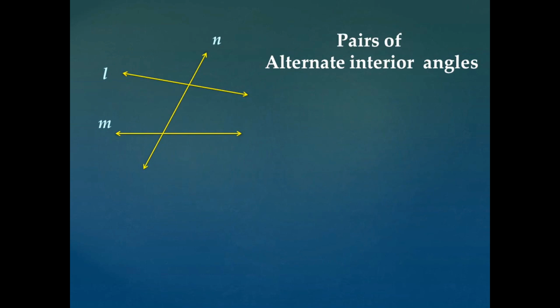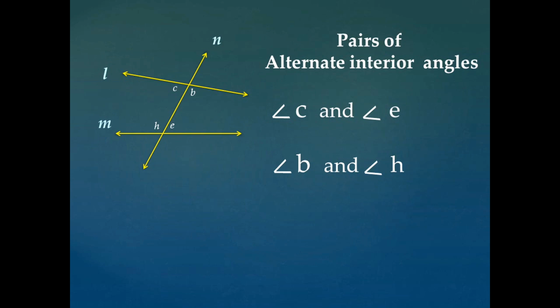Now let us consider the next pair, that is, pairs of alternate interior angles. In the diagram, the first pair of alternate interior angles is angle C and angle E, as we can see in the diagram. And there is another pair of alternate interior angles, that is angle B and angle H. These pairs of alternate angles are inside the lines L and M. That's why these are called alternate interior angles.